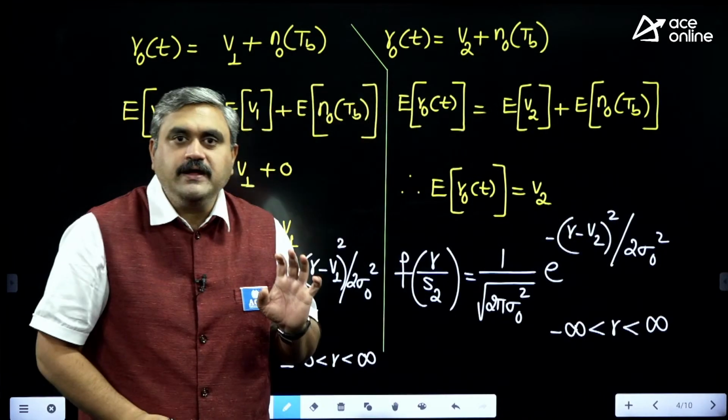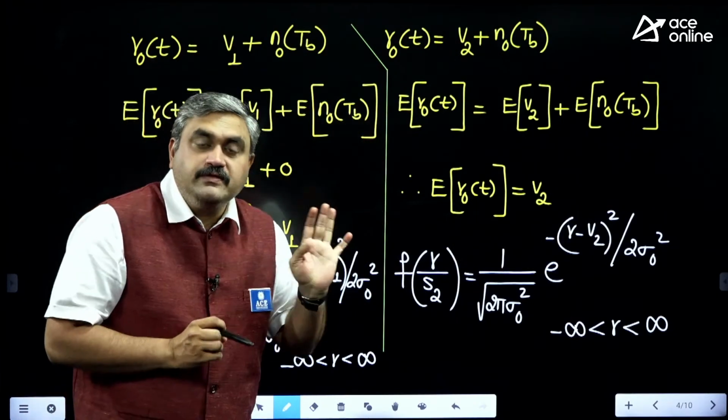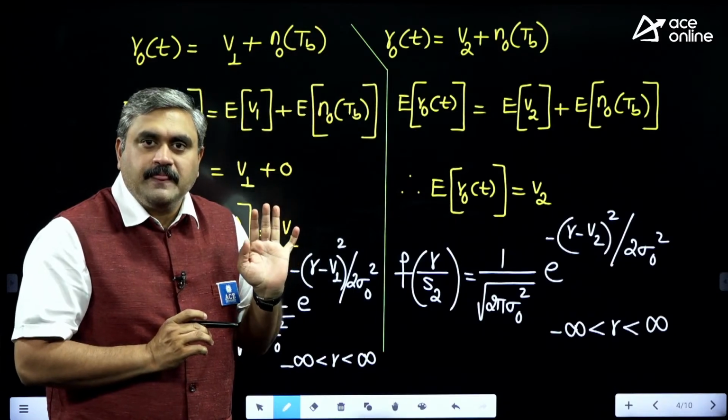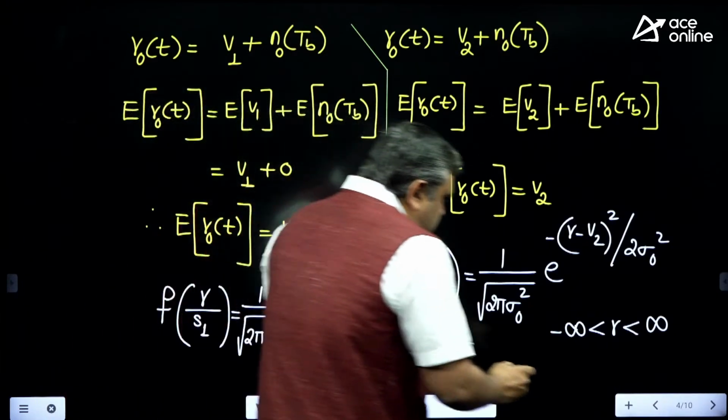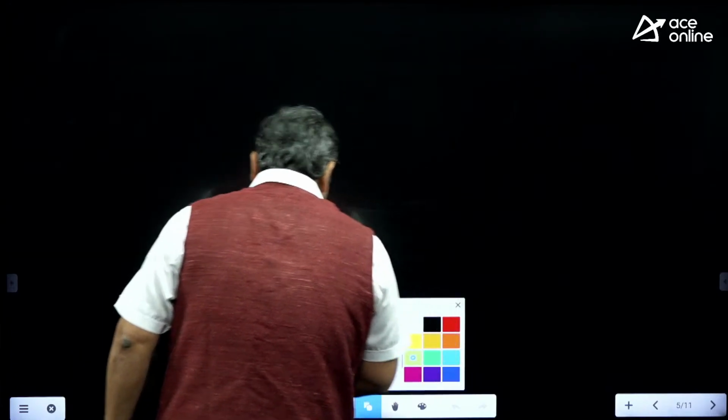Do you get my point or not? So this is the crux of this entire story. This you have to understand clearly. Is it clear? Now, if you just plot it, that means, suppose you take this density function and plot it.